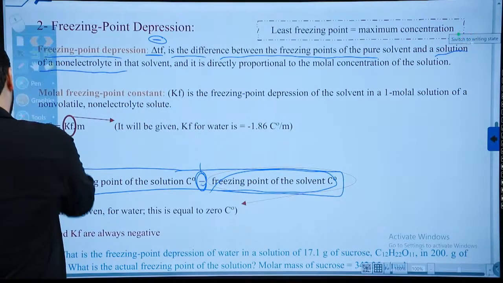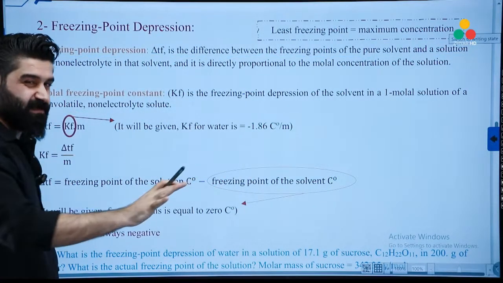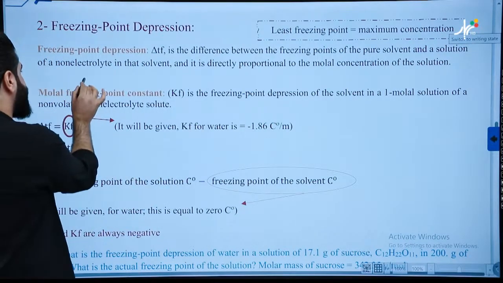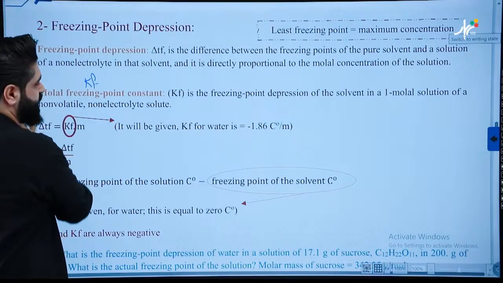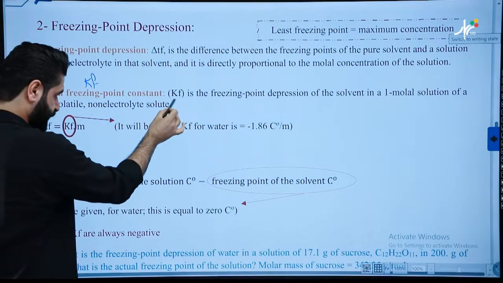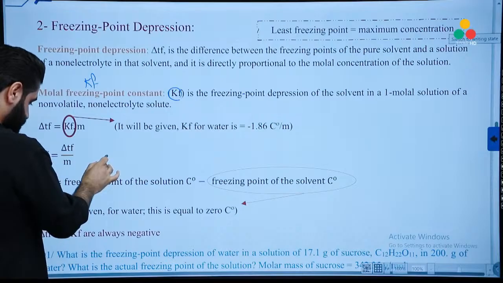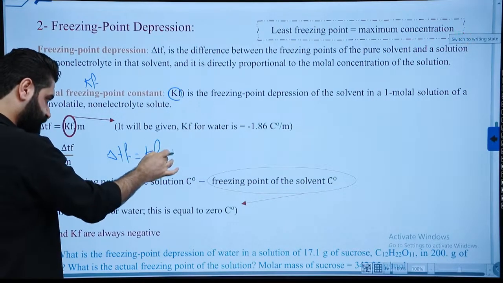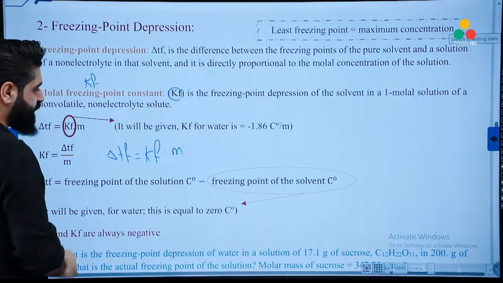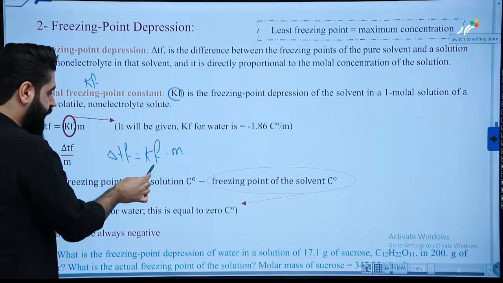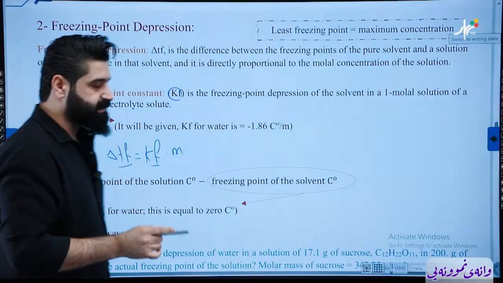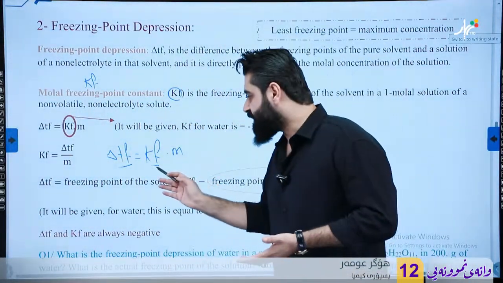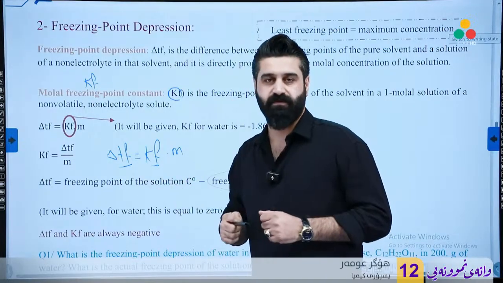About the KF definition, stay with me please. This is a really sensitive definition in the book. KF, molar freezing point constant, is symbolized by KF. The rule is delta TF equals KF times molality. Okay, I have a question, my dear. Stay with me. How to get KF and delta TF equal to each other, or how to have the same value for both KF and delta TF.